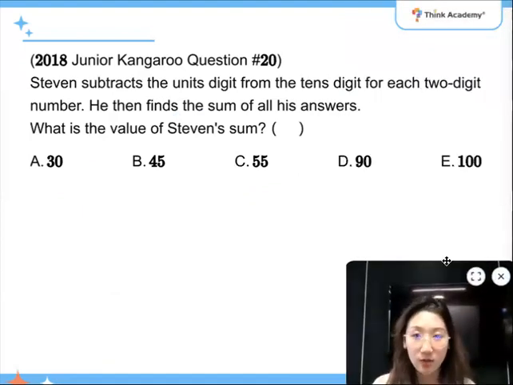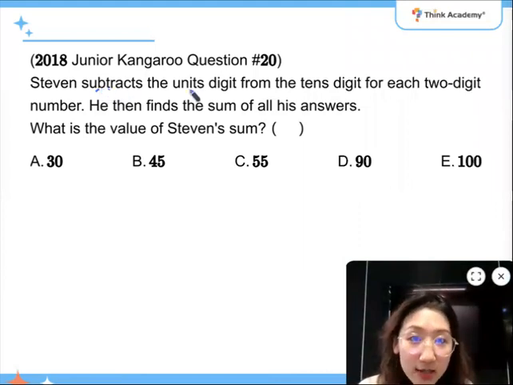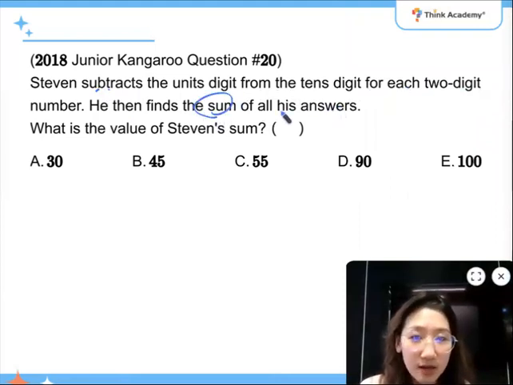Right, now let's look at question number 20. So here, Stephen subtracts the units digit from the tens digit for each 2-digit number. He then finds the sum of all his answers. What is the value of Stephen's sum?